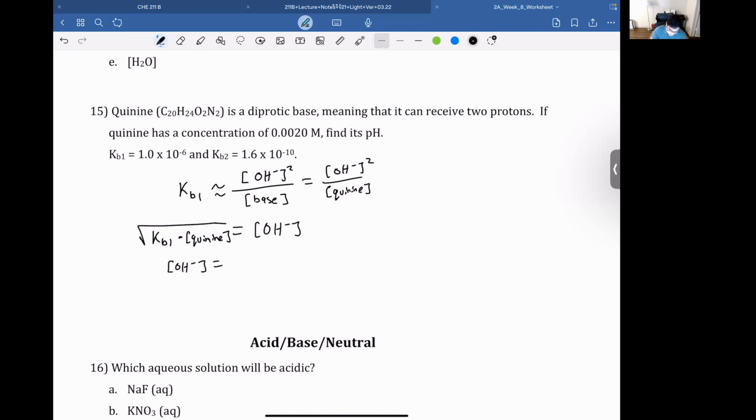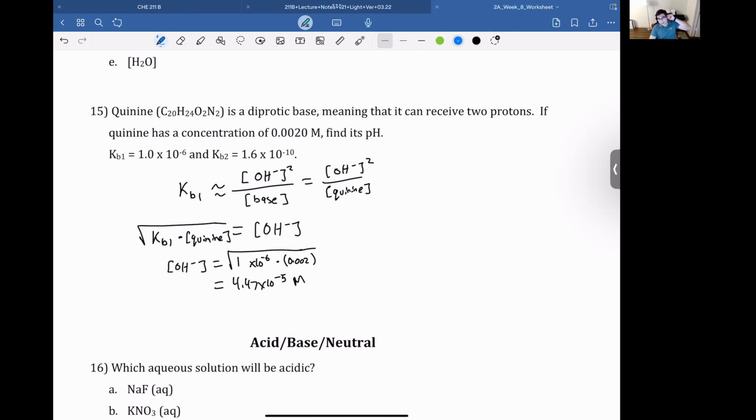And then we get the concentration of OH minus to be the square root of 1 times 10 to the negative 6 times 0.002. Then this gives us 4.47 times 10 to the negative 5th molar.